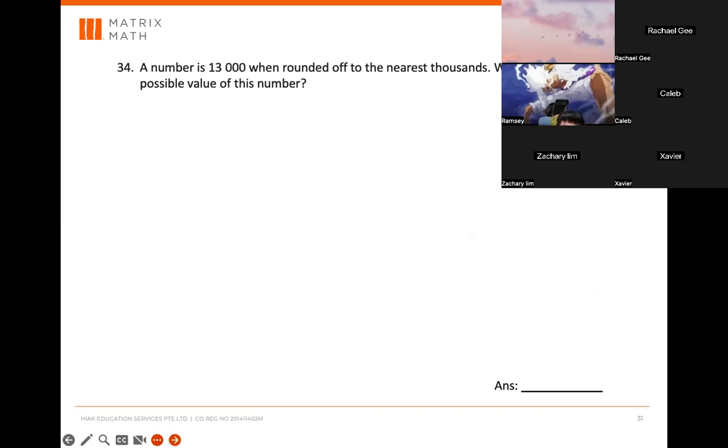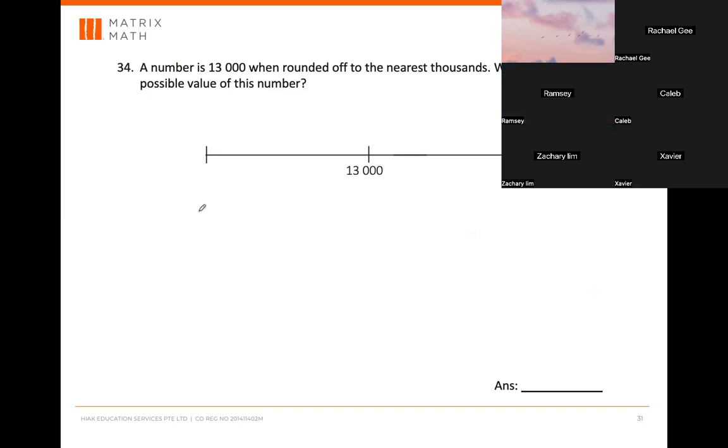Question 34. A number is 13,000 when rounded off to the nearest thousand. What is the greatest possible value of this number? So we draw out our number line. 13,000 is the answer when rounding off to the nearest thousand, correct? 1,000 before 13,000 will be 12,000. 1,000 after 13,000 will be 14,000. So what is the midpoint? Here is the center point, 12,500. Any number within this range to this range will give you 13,000 when rounding off to the nearest thousand.